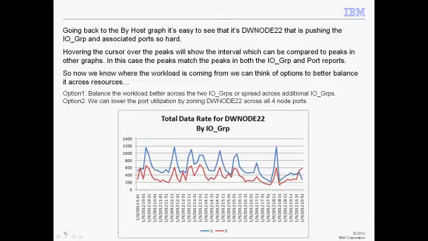Hovering the cursor over the peaks within Excel will identify the interval which can be compared to peaks in other graphs. In this case, the peaks match the peaks in both the I/O group and port reports. So now we know where the workload is coming from.